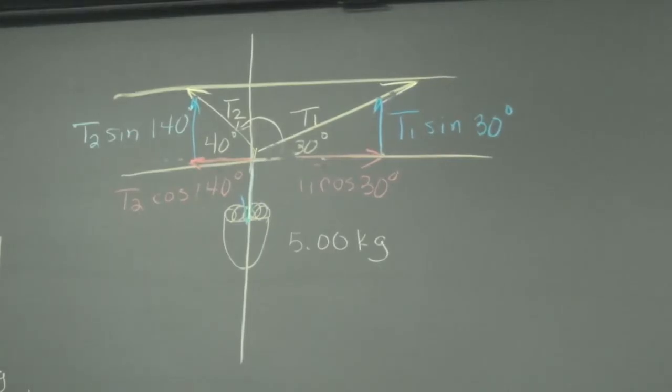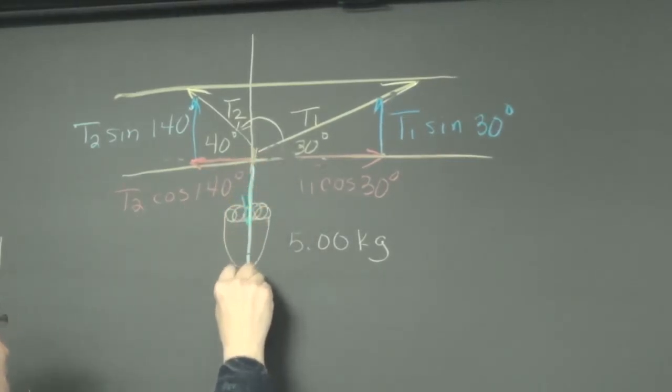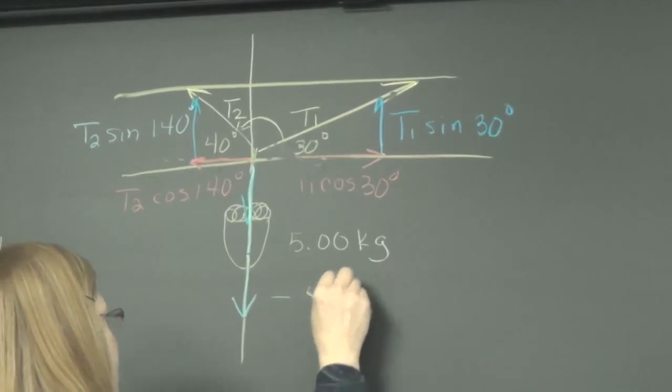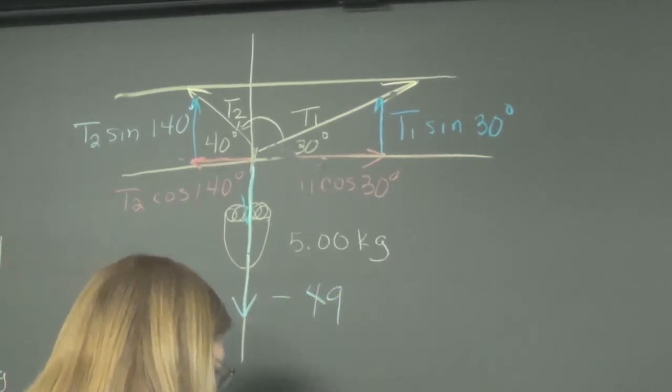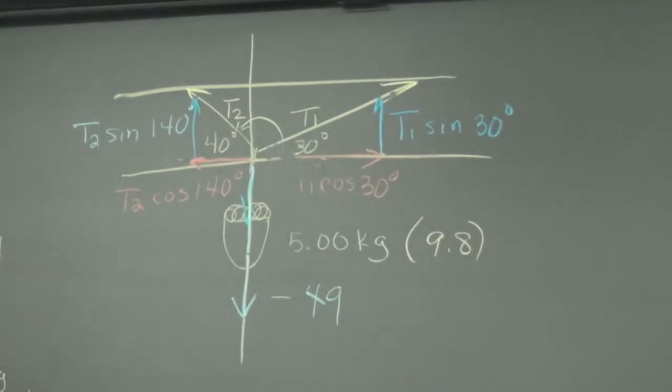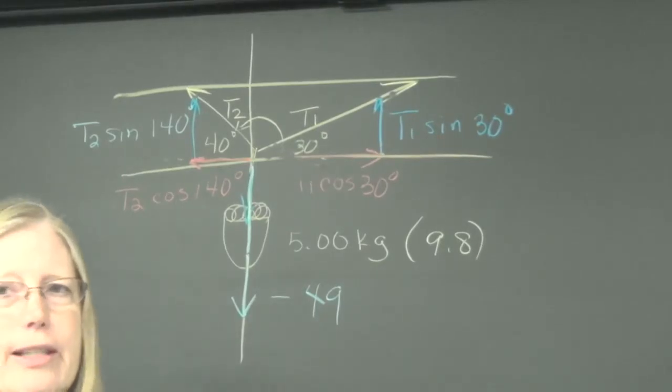Oh, there's one more. Zach, I forgot what I was doing. Downward and negative 49. Right, and where'd you get that? Well, you plug in 5 kilograms because that's your mass to your weight equation. Weight is mg, so you just multiply it by 9.8. We notice it's downward, so I gave it the downward sign.